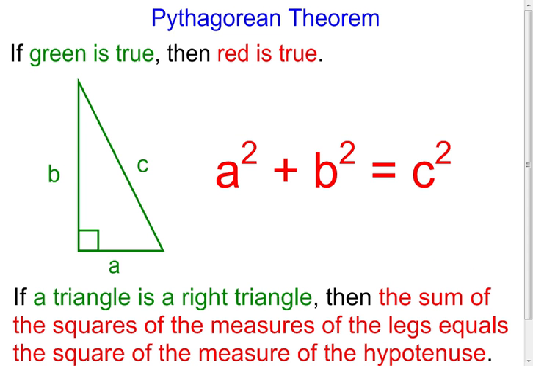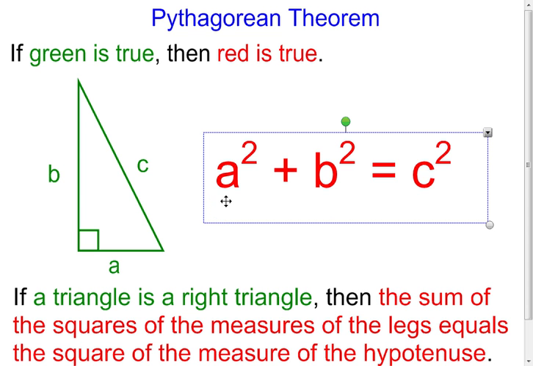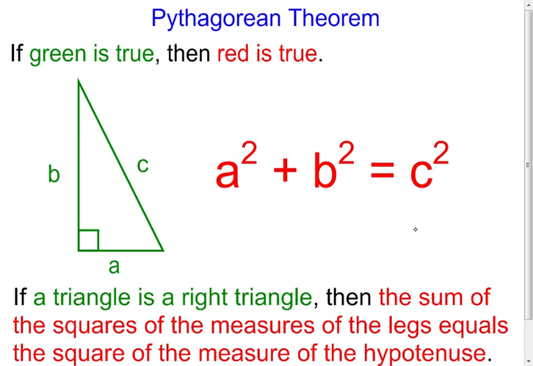If you have a right triangle, we can use this formula to find the lengths of missing sides. Remember, a and b are the lengths of the legs, and c is always, always, always the hypotenuse. A and b, it doesn't matter which one you put where. Doesn't matter if this is the short leg or if this is the short leg. That doesn't matter. Just make sure that your c is always the hypotenuse.